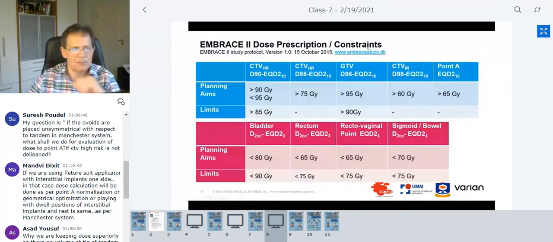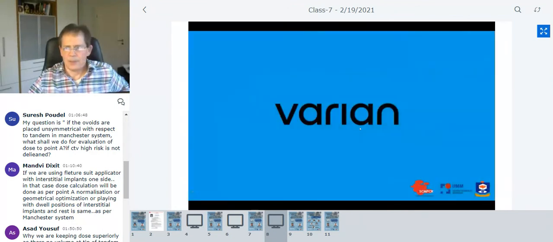And that is, again, the same that Frank Hensley has shown already. These are the planning aims related to total dose and related to EQD2, alpha beta for the target of 10, alpha beta for the risk organ of 3. And that is what the EMBRACE study recommends. Good, that was my last slide. Thank you for your attention.